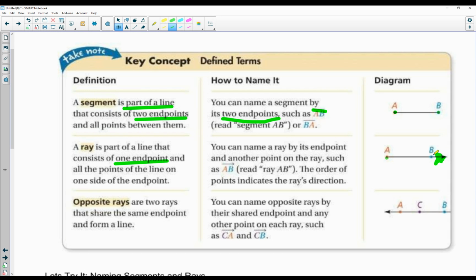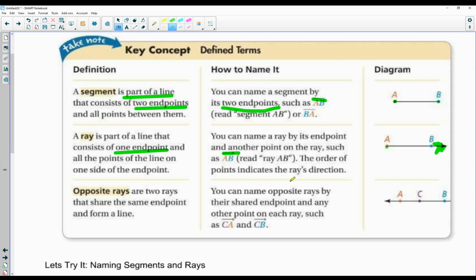Now, a ray is named very specifically. The order matters. This can't be named ray BA because it goes through B and extends infinitely. So you start with the endpoint, and then you go to another point towards that arrow. So ray AB is how you would read this. The notation is like an arrow on top. So it's the endpoint, and then the point it goes through with the arrow facing in that direction. The order of the points indicates the ray's direction. Okay, so that's really, really important.